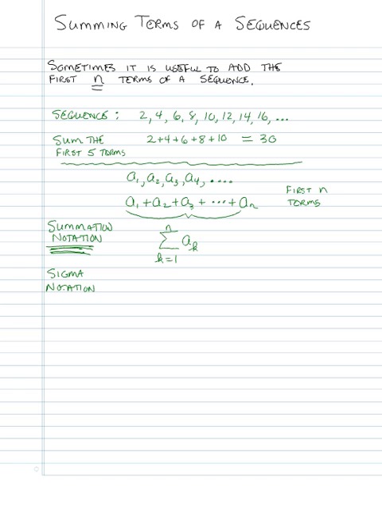So what that's telling us, as we go through this, is when K is 1, we have an A sub 1. The sigma tells us, now we're going to add the next term, and that's when K is 2, which would be an A subscript 2. Then we're going to add again as we increase K by 1 more. Now K is 3. And we're going to keep doing that until we get to the number that's up here on top. That means we're going to add finally when K is n, that would be A sub n.